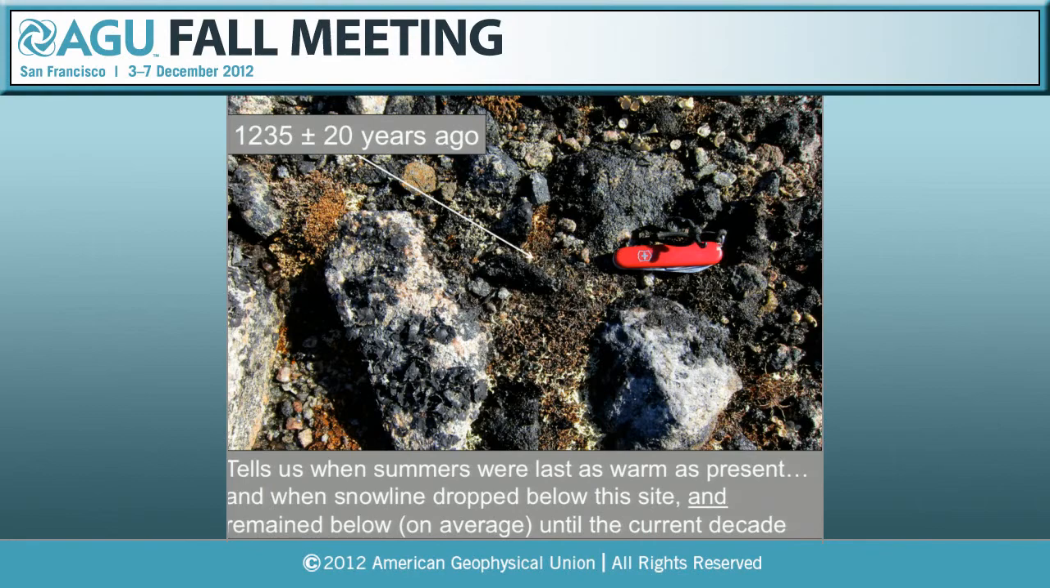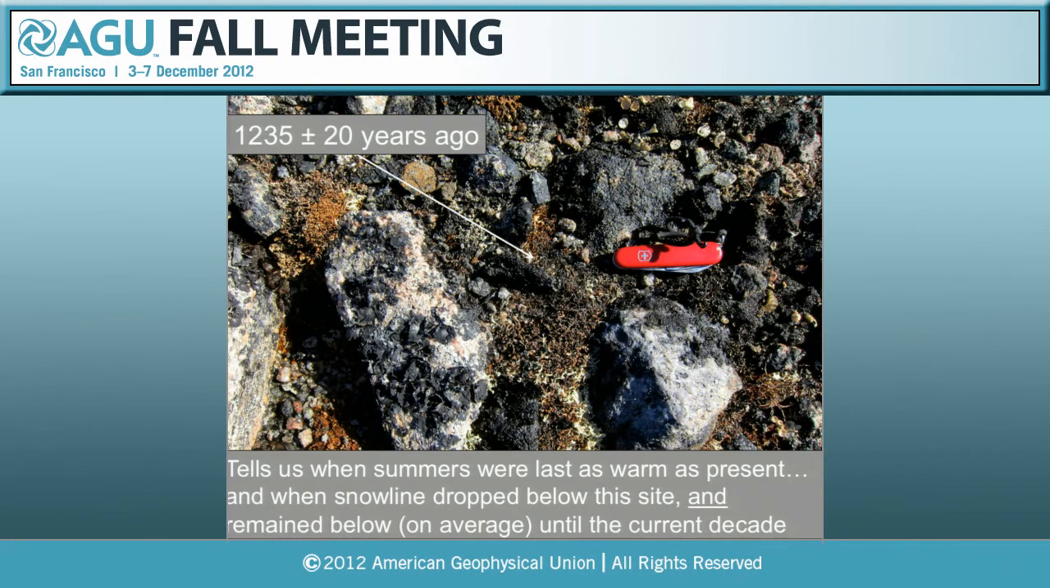There's two very distinct ways of interpreting these dates. Both of them are correct. For a start, this is clearly when the plants were growing. And it's pretty clearly the last time that summer conditions were suitable for plant life at this site. And so we can say pretty clearly that the current summer conditions are now as warm as this particular time at this particular site.